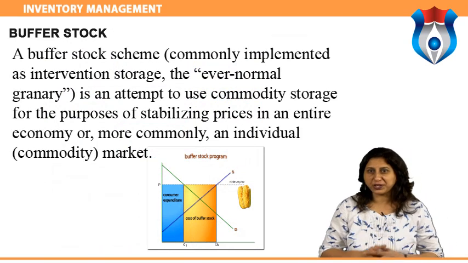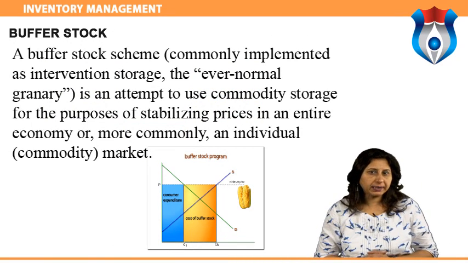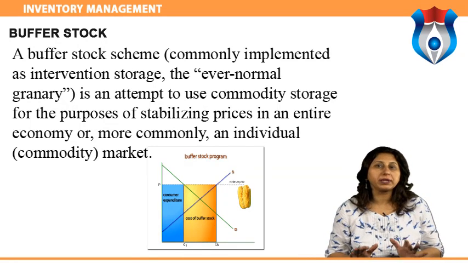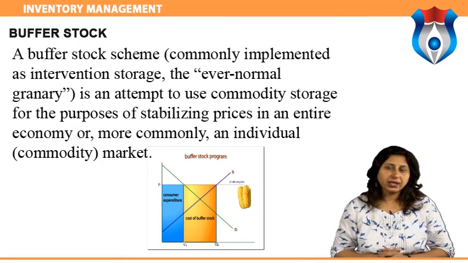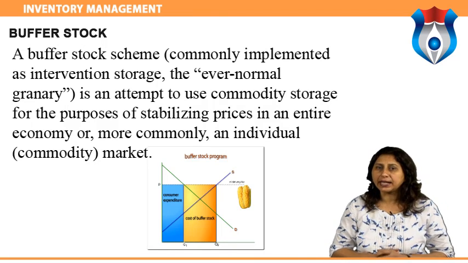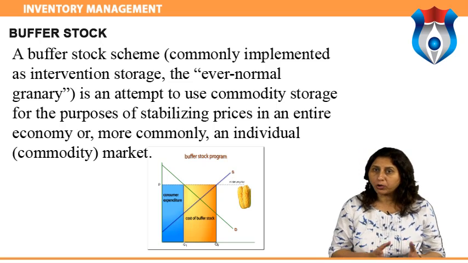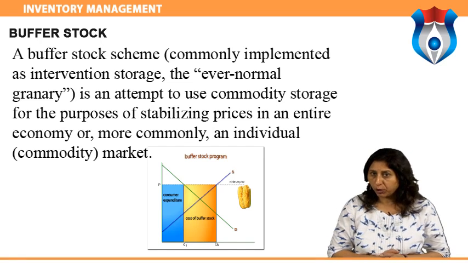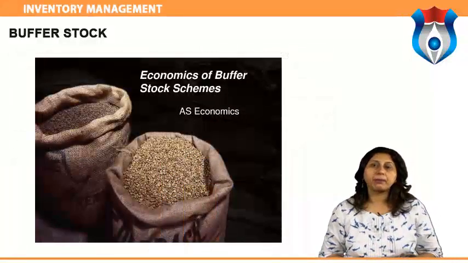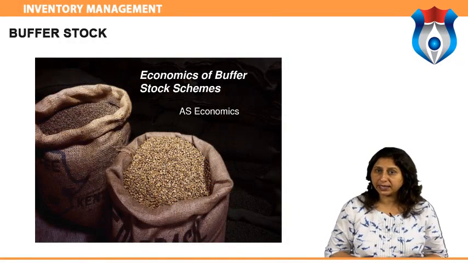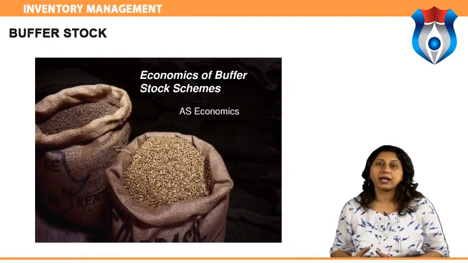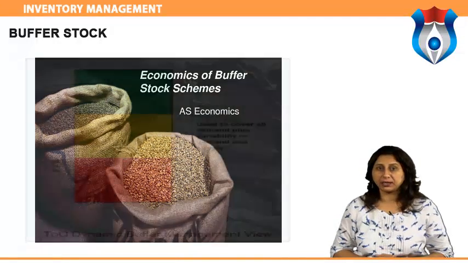Let's talk about buffer stock. A buffer stock scheme, commonly implemented as intervention storage, the ever normal granary, is an attempt to use commodity storage for the purposes of stabilizing prices in an entire economy, or more commonly, an individual commodity market. Specifically, commodities are bought when there is a surplus in the economy, stored, and are then sold from these stores when there are economic shortages in the economy.